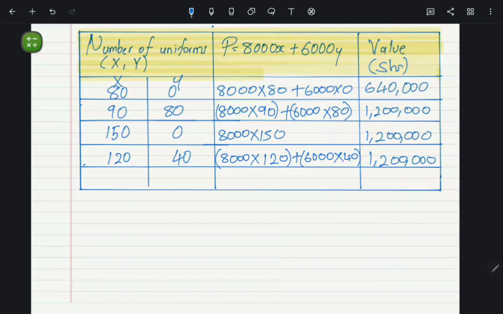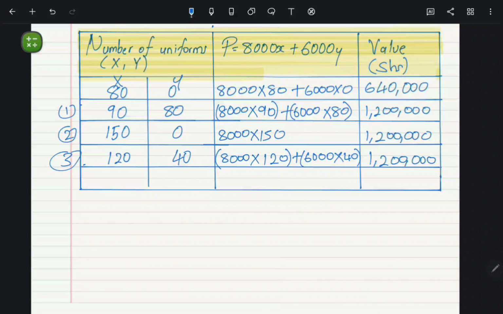We are seeing that there is 1,200,000 appearing 3 times for 3 different sets of uniforms. The first one is here, the second one is here, and the third one is here. Meaning that if the tailor is to produce 90 boys uniforms and 80 girls uniforms, the tailor will get 1,200,000.